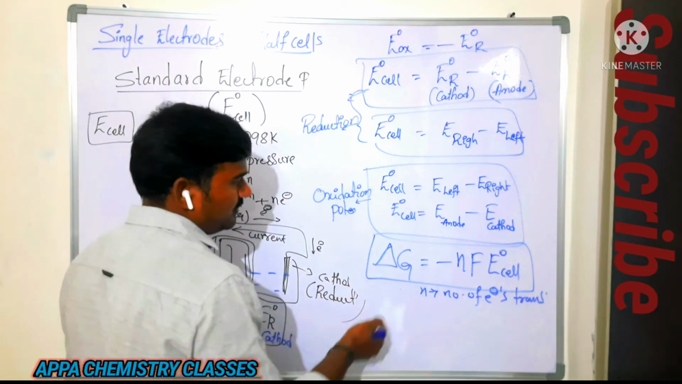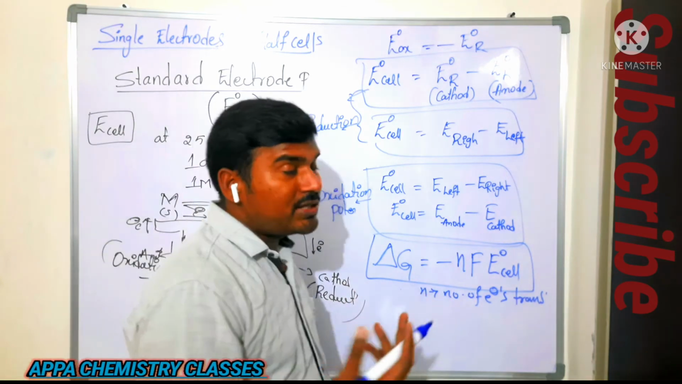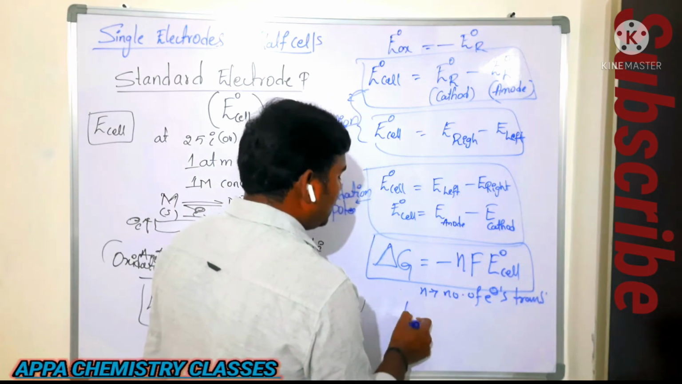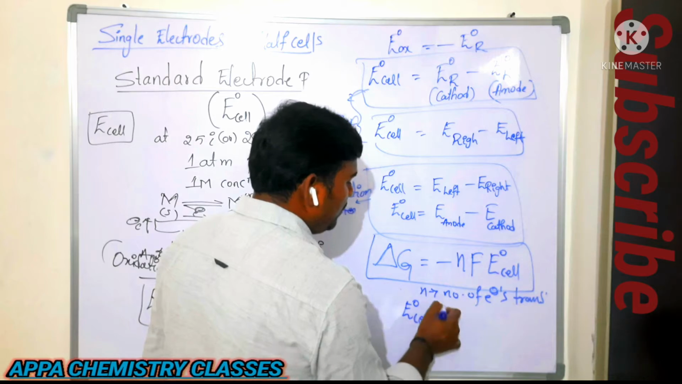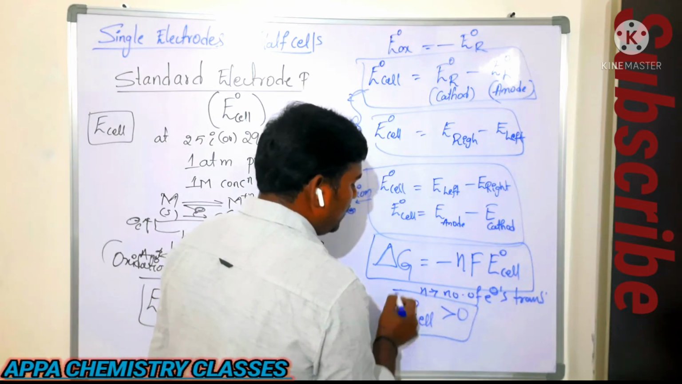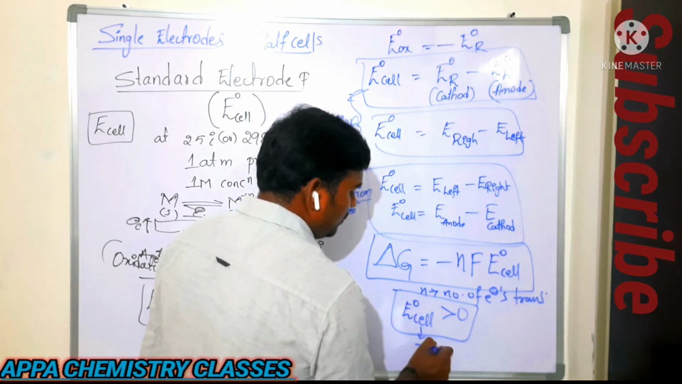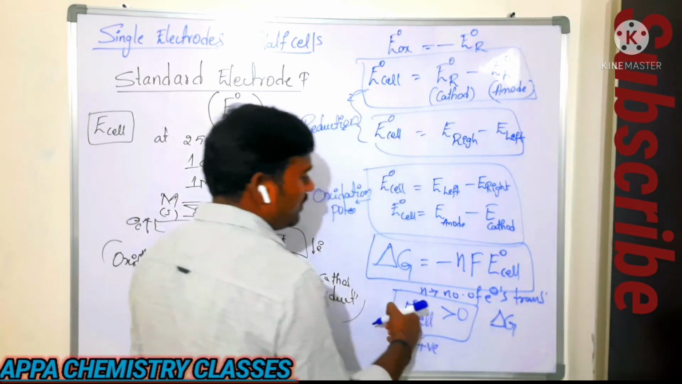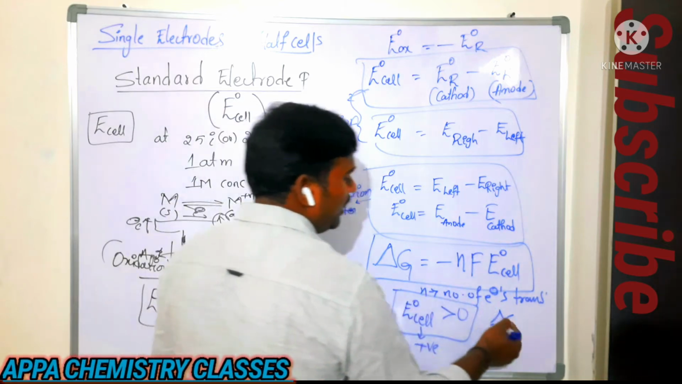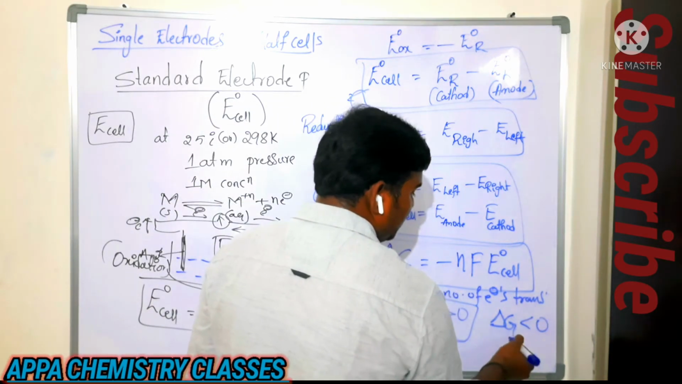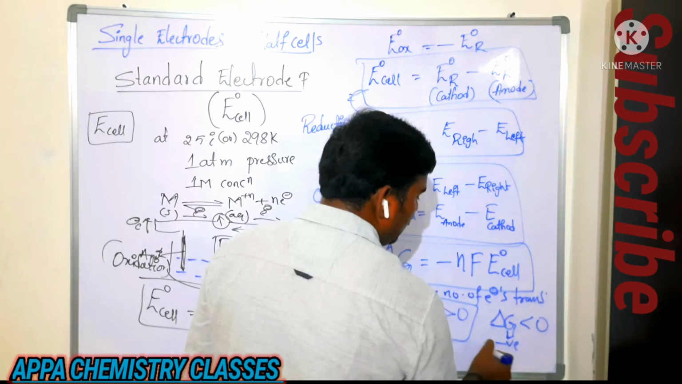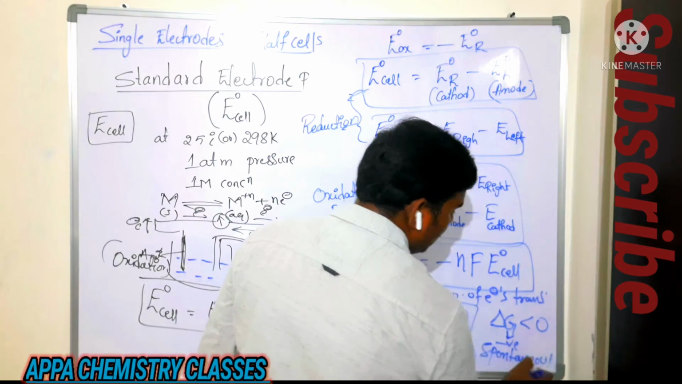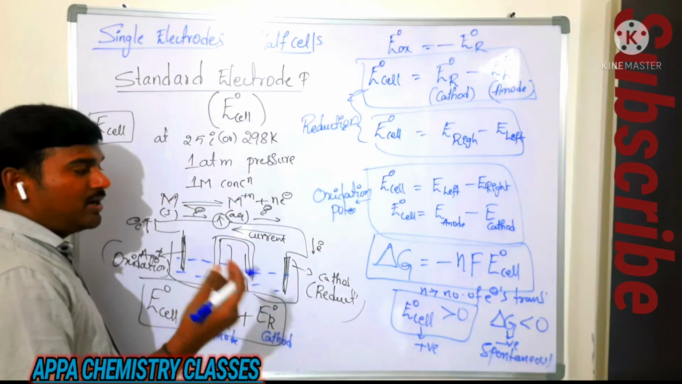Now when will the cell reaction be spontaneous? E naught cell should be greater than 0. That is, the standard electrode potential should be positive. And when E naught cell is positive, Gibbs free energy becomes negative. Negative Gibbs free energy means the reaction is spontaneous. We discussed that in thermochemistry.